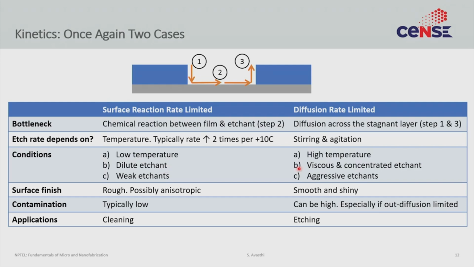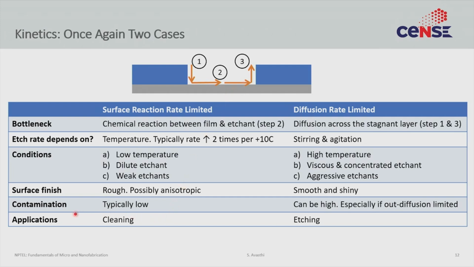Diffusion rate limited recipes often are viscous, concentrated, very heavy etchants that often tend to leave a residue. So the contamination can be high. This is especially true if out diffusion is a problem, if step number 3 is a problem. This can also happen if the byproducts that are forming by the recipe are not very soluble in the solvent or are not very volatile. Okay.